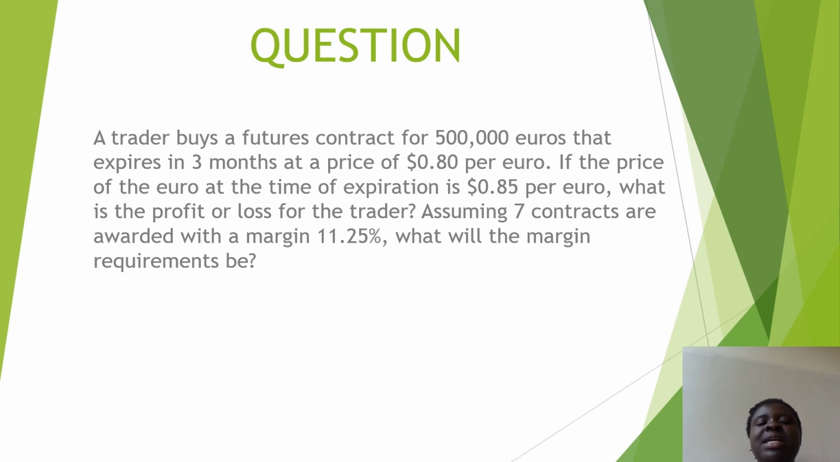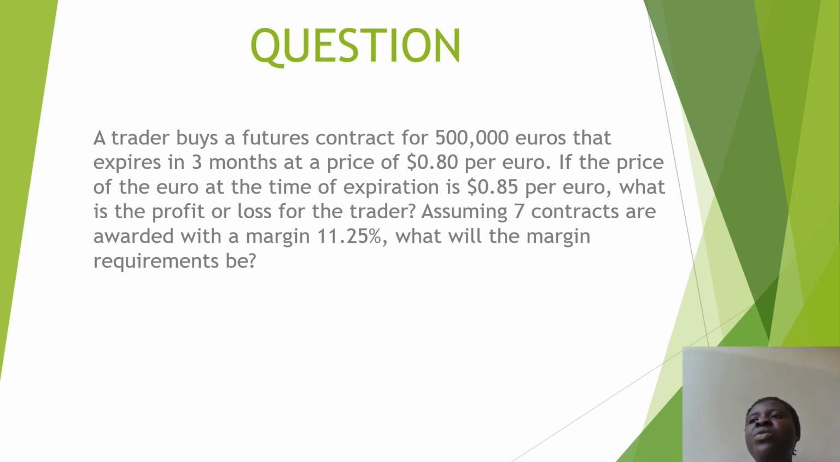So that's what this means: the trader is going to buy 500,000 euros from the other party in this particular contract, and the contract will expire in 3 months. The price they've agreed for the contract is $0.80 per euro. That means the trader is dealing in dollars, or the trader's home currency is dollars. Since he's buying, he will buy with dollars, right? And every euro that the trader wants to buy from the other party, he will pay $0.80 for it. So if the price of the euro at the time of expiration, that means at the end of the 3 months, is $0.85 per euro.